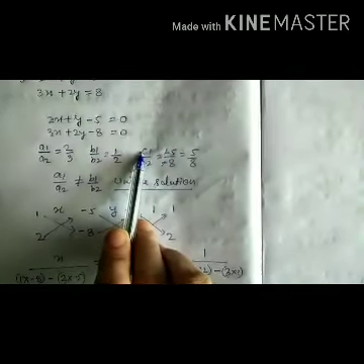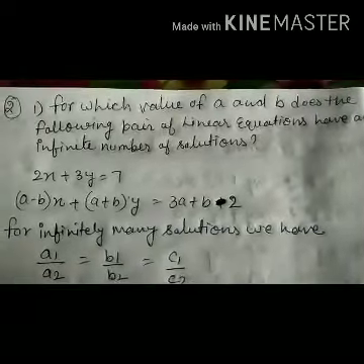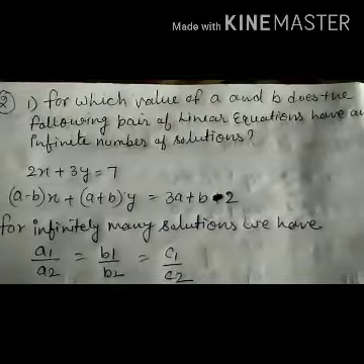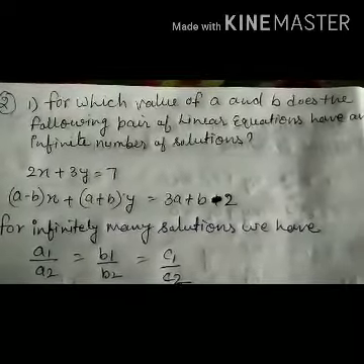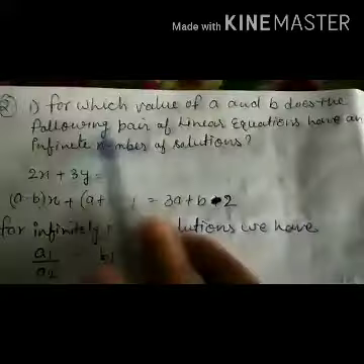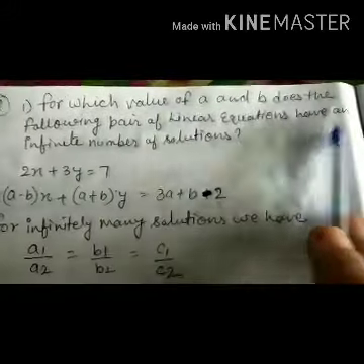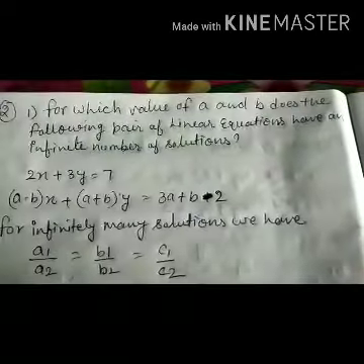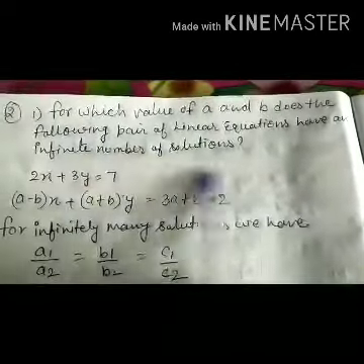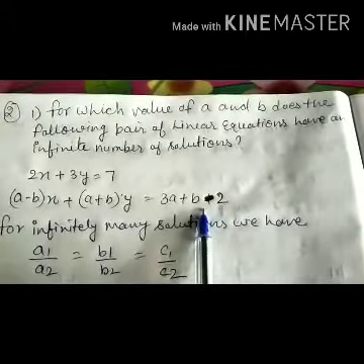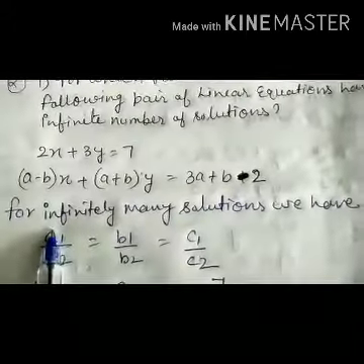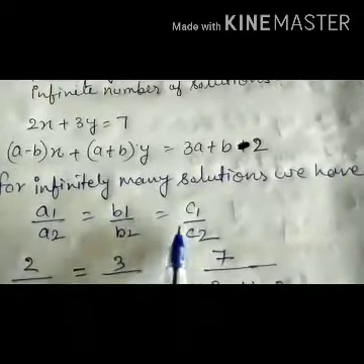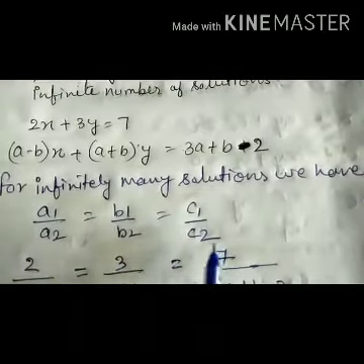Okay students? Students of class 10th, now this is question number 2 of the same exercise which we are doing. The first part of the second question is, for which value of a and b does the following pair of linear equations have an infinite number of solutions? So we need to find out the value of a and b here. For infinitely many solutions we have a condition: a1 upon a2 is equal to b1 upon b2 is equal to c1 upon c2.